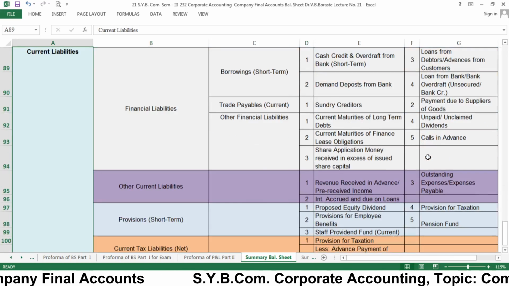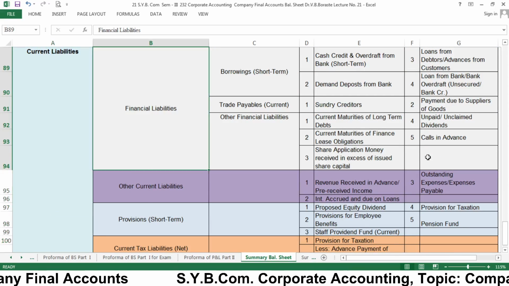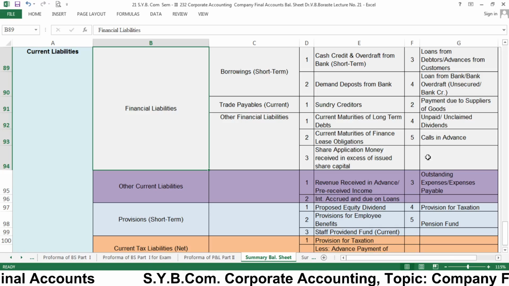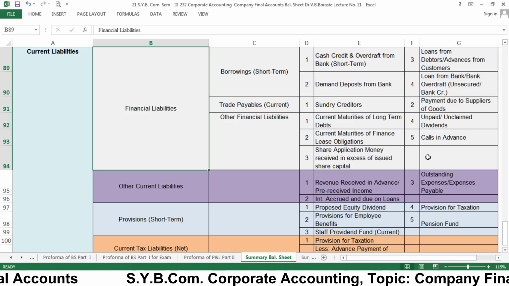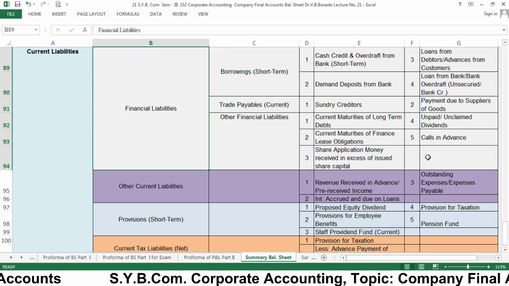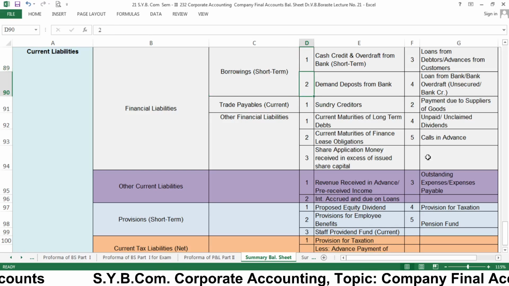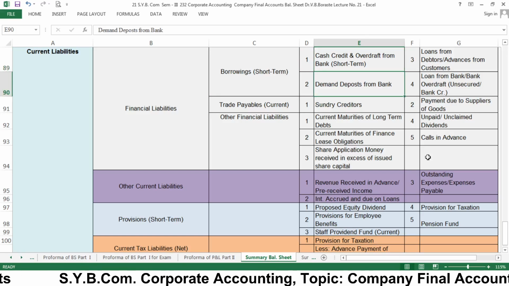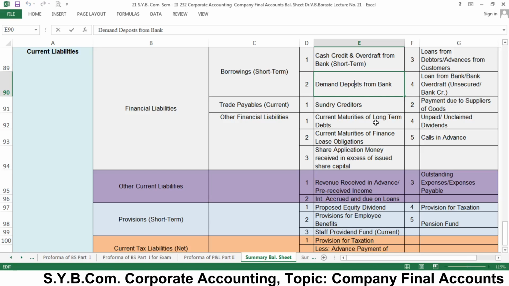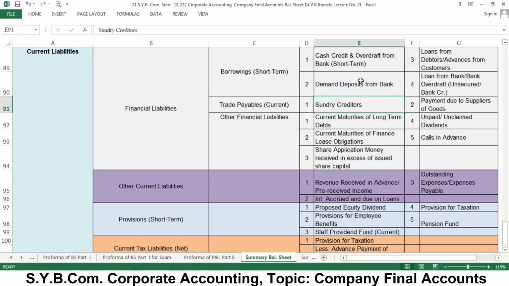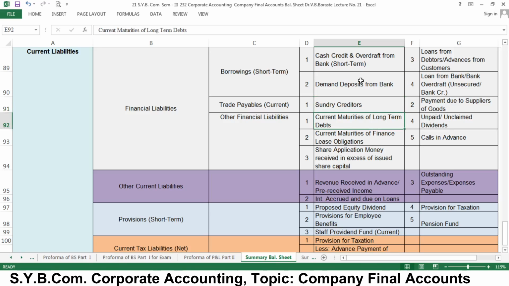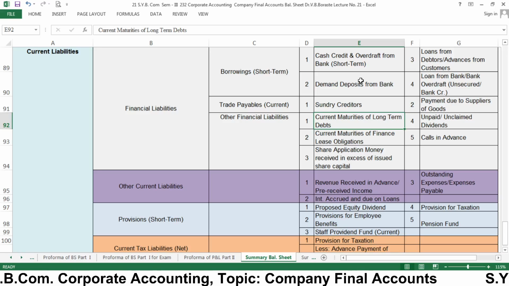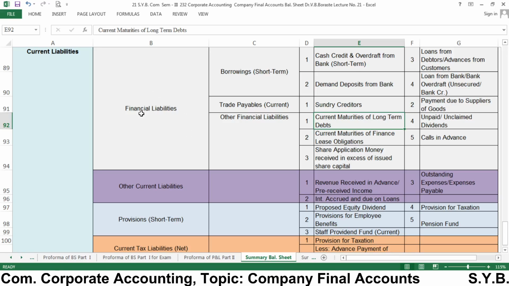Then the next head is current liabilities. Under the head current liabilities, the heads are again the same: financial liabilities, other current liabilities, provisions, and current tax liabilities. So under the head financial liabilities, borrowings, short-term borrowings, cash credit and overdraft, bank, that is short term, demand deposits from the bank, sundry creditors, current maturities of long term debts, current maturities of finance lease obligations, share application money, these all are recorded under the head financial liabilities.